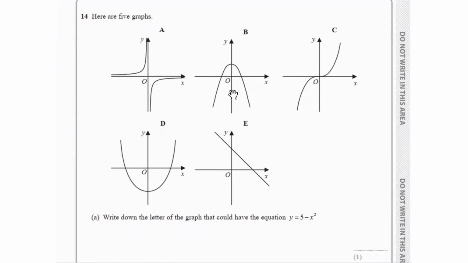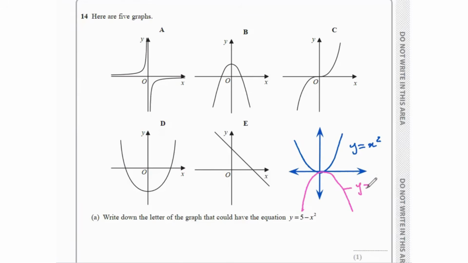Then we have 5 graphs, and they want us to write down the letter of the graph that could have the equation y equals 5 minus x squared. So this is like a transformation, and I'm going to show you step by step so that you know how to identify the graph. y equals x squared is this. Over here, x squared is negative, which means our graph got reflected in the x-axis. This is y equals negative x squared.